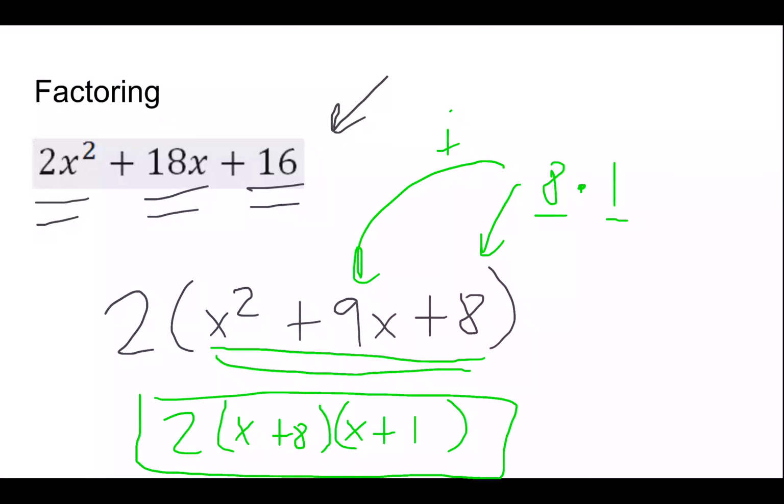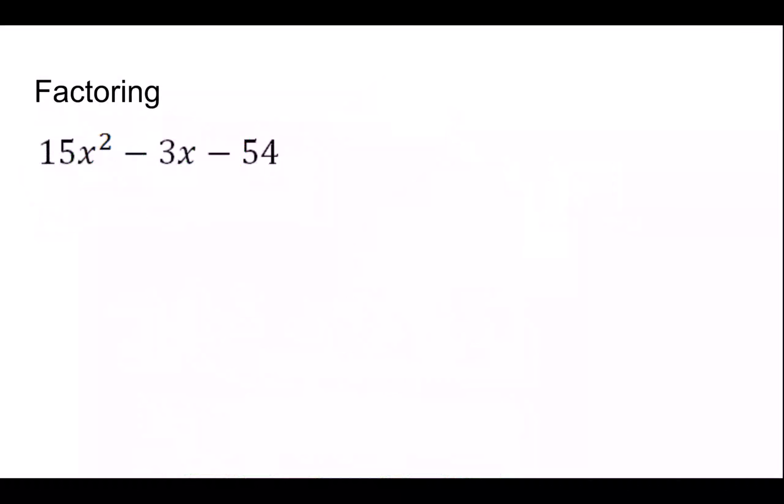So again, the first thing that you want to do is just look across and see if there's any number that divides everything. We're going to do this with one more example. So we're going to look at this example right now, and when I look across, I can see that 3 is going to be the number that divides everything. So I'm going to get a 5x squared, I'm going to get a minus x, I'm going to get a minus 6.